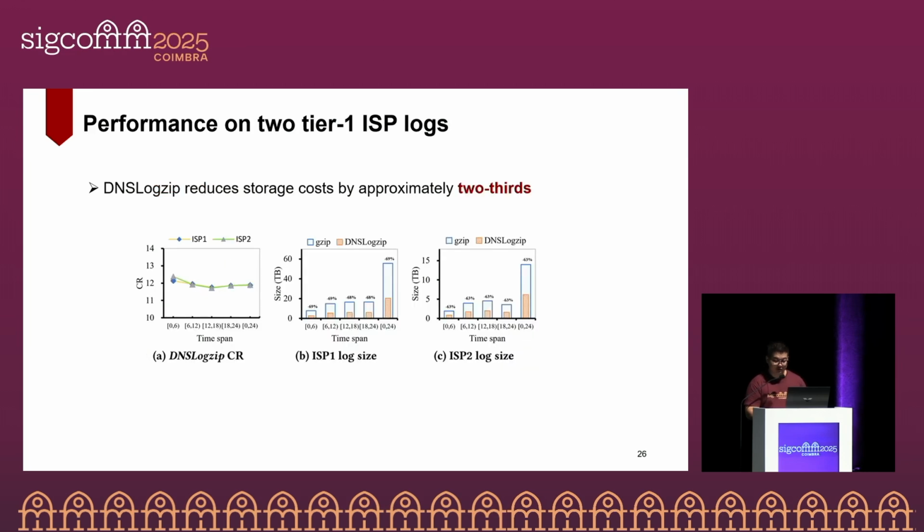To evaluate DNSLogzip performance at ISPs, we analyzed the logs from two Tier 1 ISPs over one day. To get more detailed insights, we divided the 24-hour logs into four time periods: midnight to 6 a.m., 6 a.m. to noon, noon to 6 p.m., and 6 p.m. to midnight. The results show that after compression with DNSLogzip, the logs were reduced to about 31% of their original gzip compressed size for ISP1 and 37% for ISP2, so roughly just one third of the gzip size.